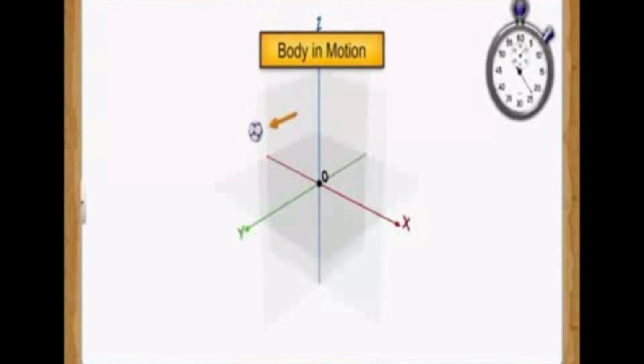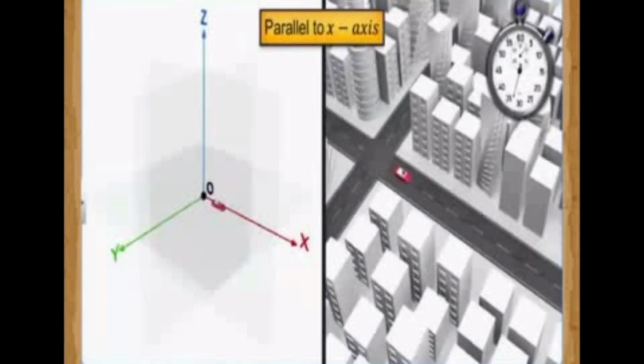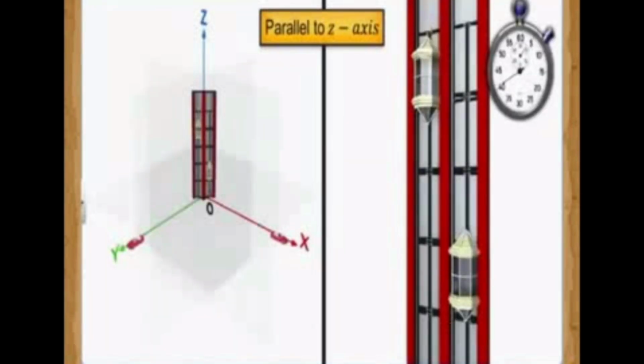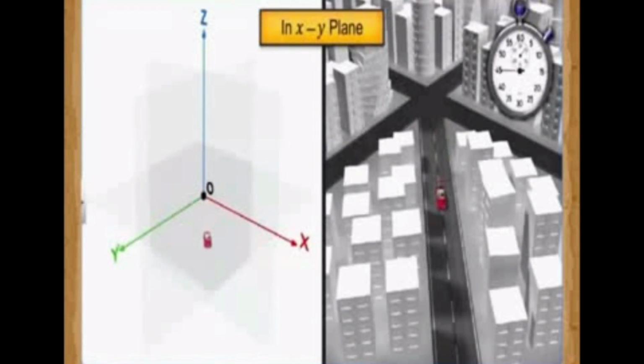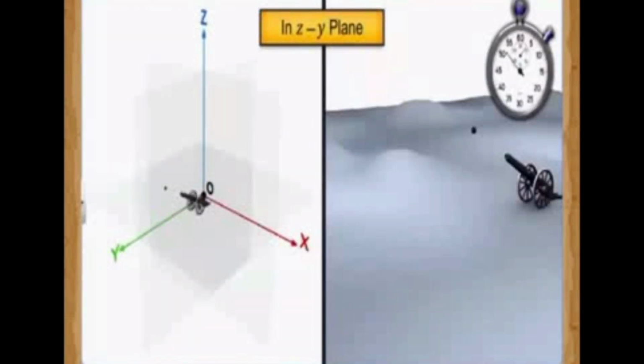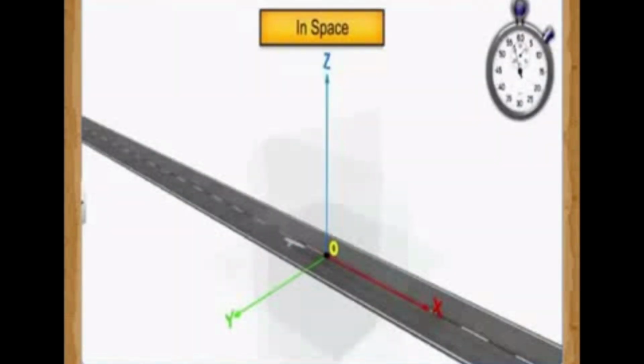And you know how to define the position of the object. Now you can see the object moving along the y-axis. You can consider a car. Now we consider the three axes as three roads. It is moving parallel to the y-axis, or it can be the z-axis. It is moving parallel to the z-axis. On that basis, we can define the xy plane. The car is moving in the xy plane. This is the xz plane, and this is the zy plane, because we are defining the position of the particle by using two axes.